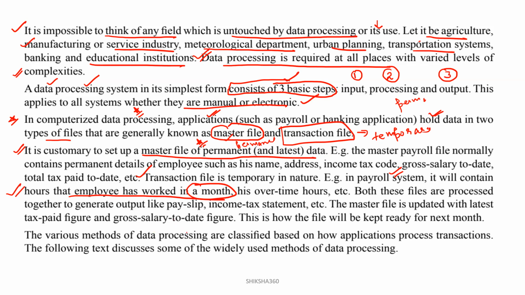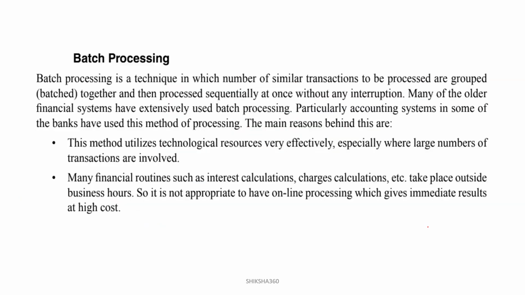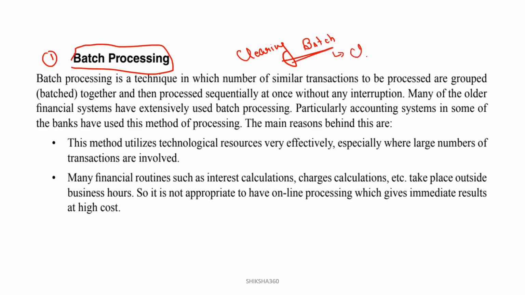The various methods of data processing are classified based on how applications process transactions. So there are different methods, totally based on how the application processes the transaction. The following text discusses some of the widely used methods of data processing. Now let's move forward. The first one is batch processing. I think all of you are well aware of clearing batch. Clearing batch basically means the clearing of checks.